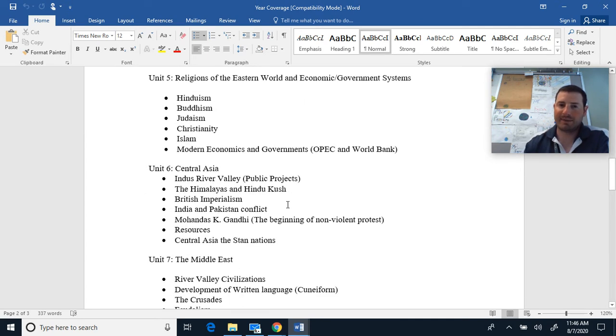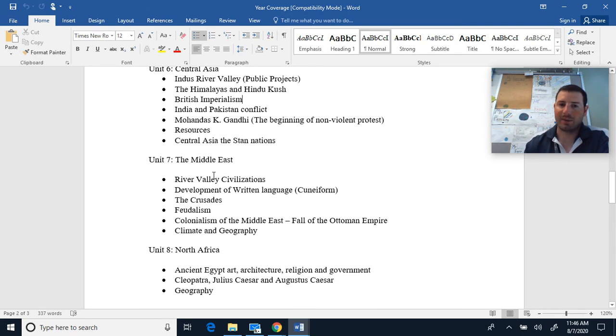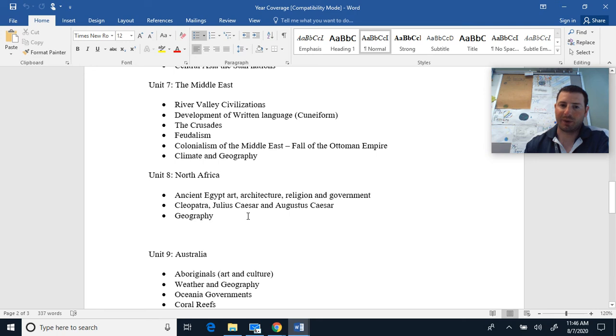Unit 6 is mainly going to be about India, but we will talk about some other places in Central Asia as well. It's mainly going to be about India, talking about the Indus River Valley, and then going through to Gandhi. In Unit 7, we'll talk about the River Valley Civilization, and we'll finish up with the Ottoman Empire. Unit number 8 is going to be about North Africa and Rome.